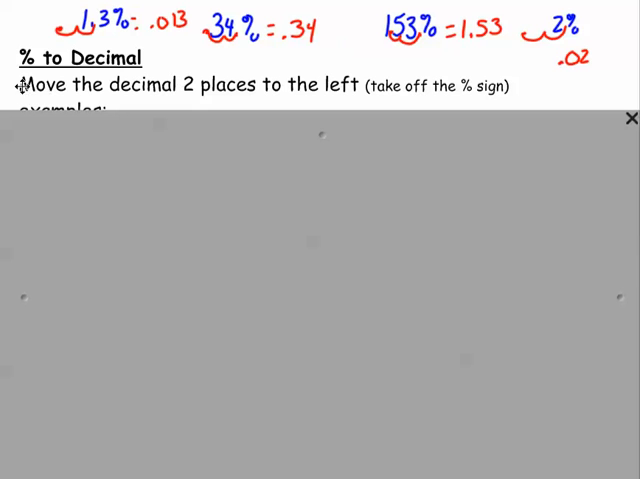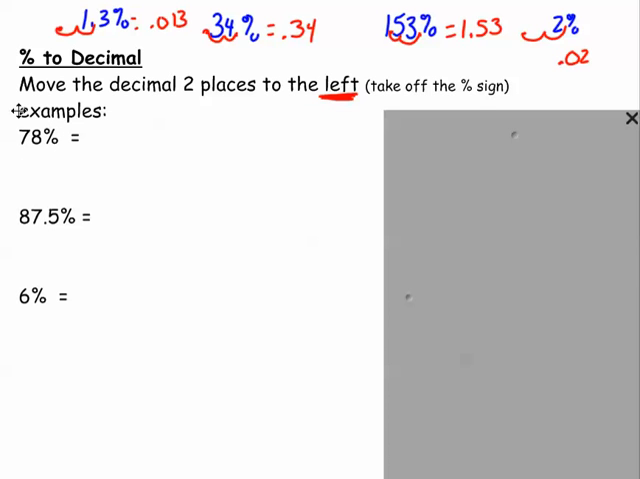Okay? So write down a couple of these examples. Go ahead now and write down the steps. To go from a percent to a decimal, you're going to move the decimal 2 places to the left, and then you're going to take off the percent sign. Make sure you take off that percent sign because it's no longer a percent. We want it to be a decimal. Okay, so pause the video, and then come back when you're finished and do these 3 examples. I will check them in the morning. All right, have a great day.